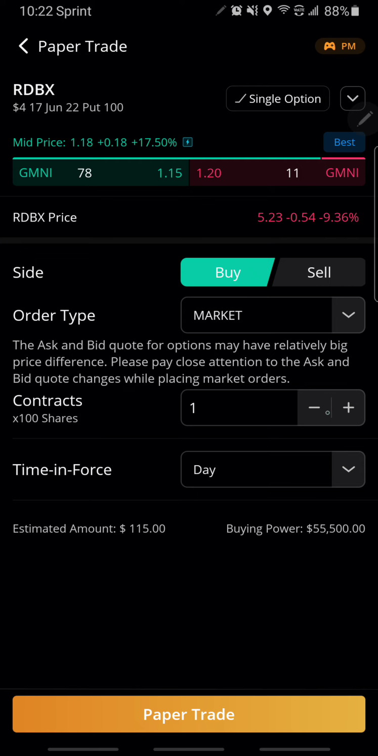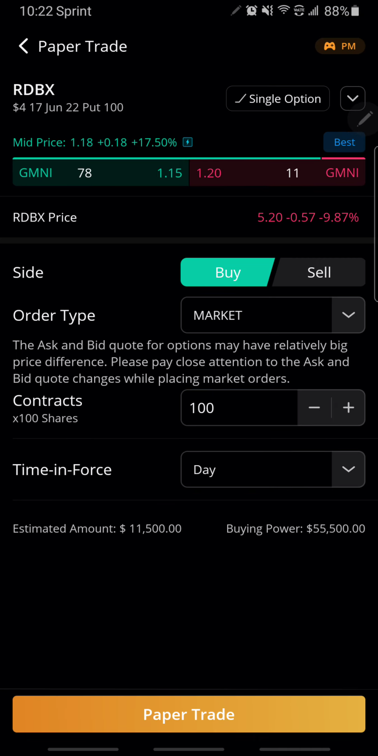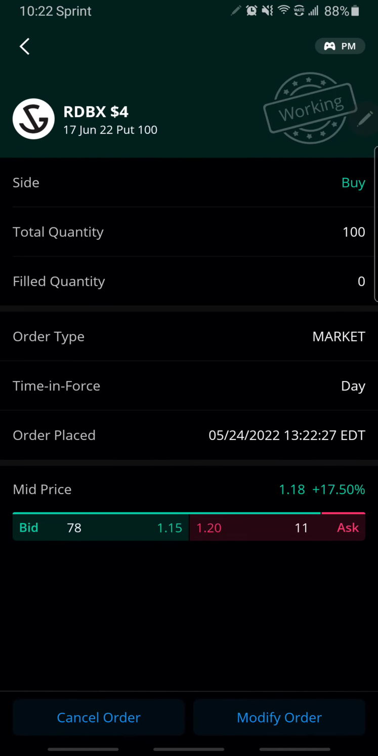So how many do I want? I can change the number on here. I had a pretty hefty position on there, so let me just go on here. If I take 100 of them, yeah, this is paper trading, folks. You go big or you go home. How much is this going to cost, right? This is going to cost 10K or so. So let's click paper trade.